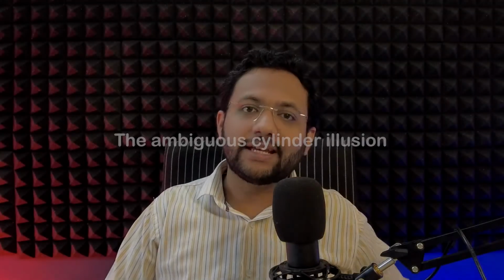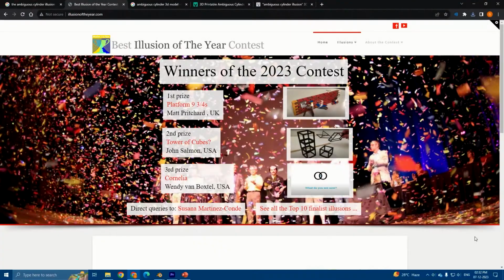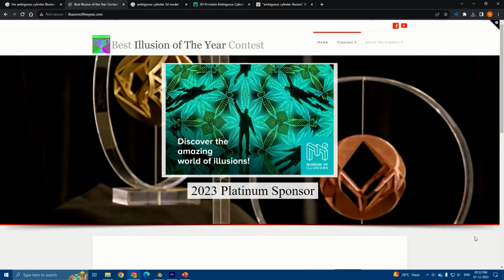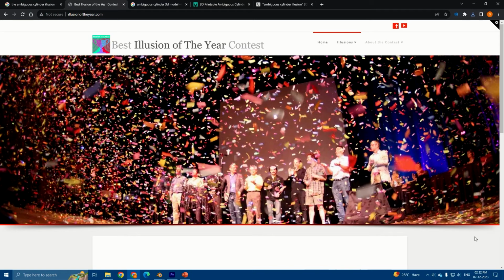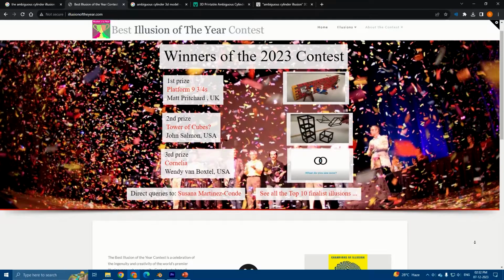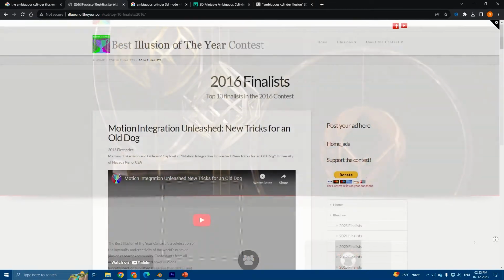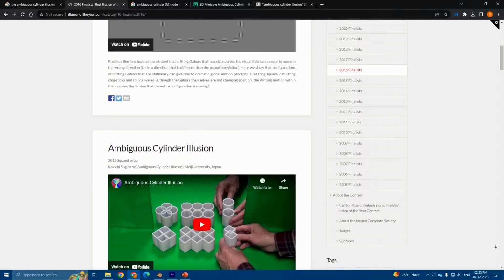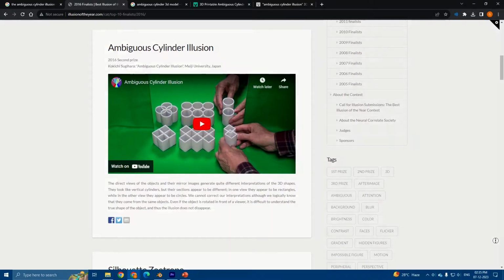Best Illusion of the Year is an annual contest held online every year where everyone with any profession can send the entries in the form of pictures or videos, and among them, bests are selected and awarded with cash prize. And in 2016, this illusion won the second prize in the contest.